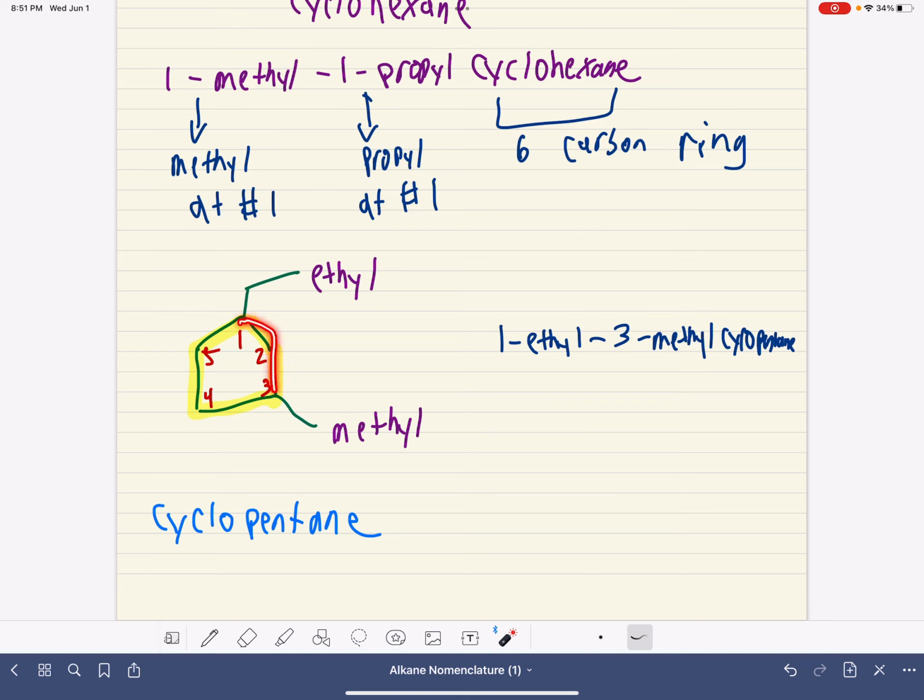And we numbered it from left to right. So we would encounter the methyl at a lower number than encountering it this way, where it would be position number 4. So the 1-ethyl means we have an ethyl at position number 1. The 3-methyl means we have a methyl at position 3. And the cyclopentane, meaning we have a cyclic structure of 5 carbons. So this is how you translate naming a straight chain alkane to naming a cyclic alkane.